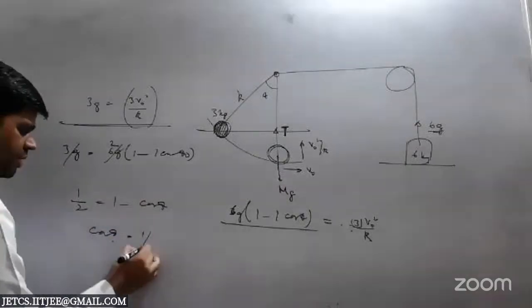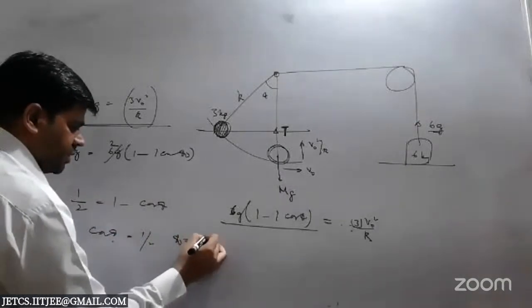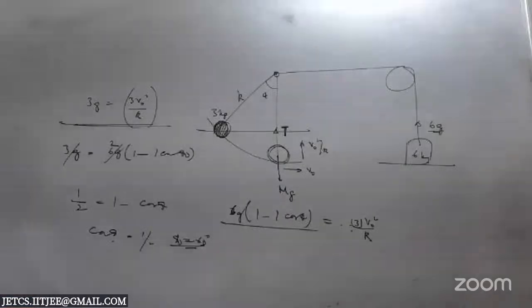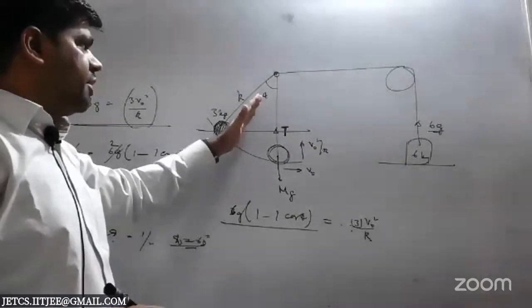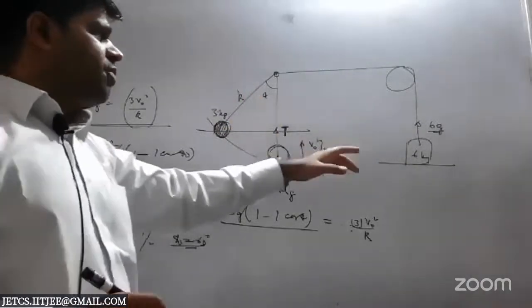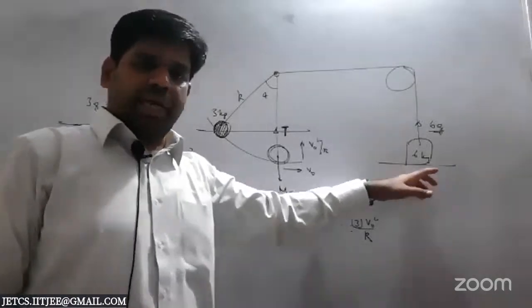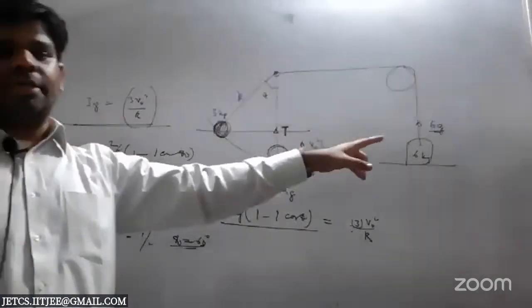Cos theta is equal to 1 by 2. Theta is equal to 60 degrees. Do you get the logic? That means if I leave it from an angle of 30 degrees or 45 degrees or 53 degrees or any angle which is less than 60, this block will not get lifted up. But at 60, this block will just get lifted up.